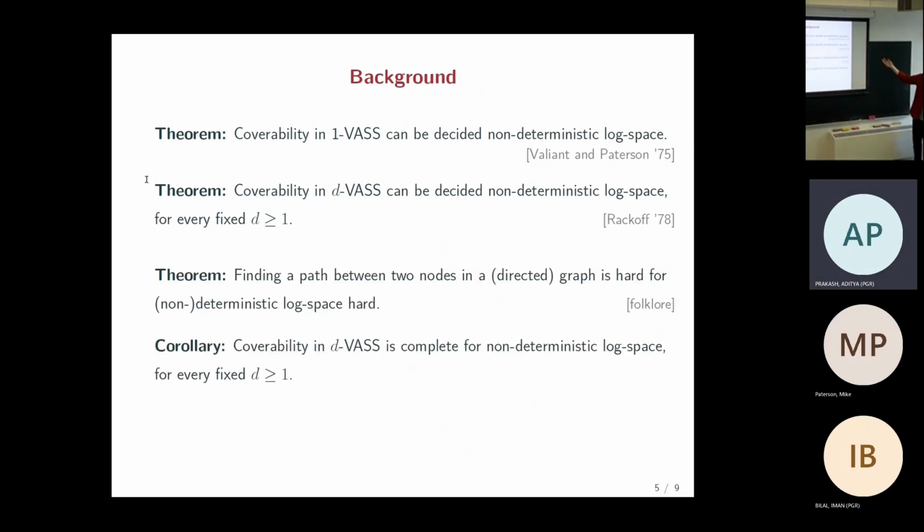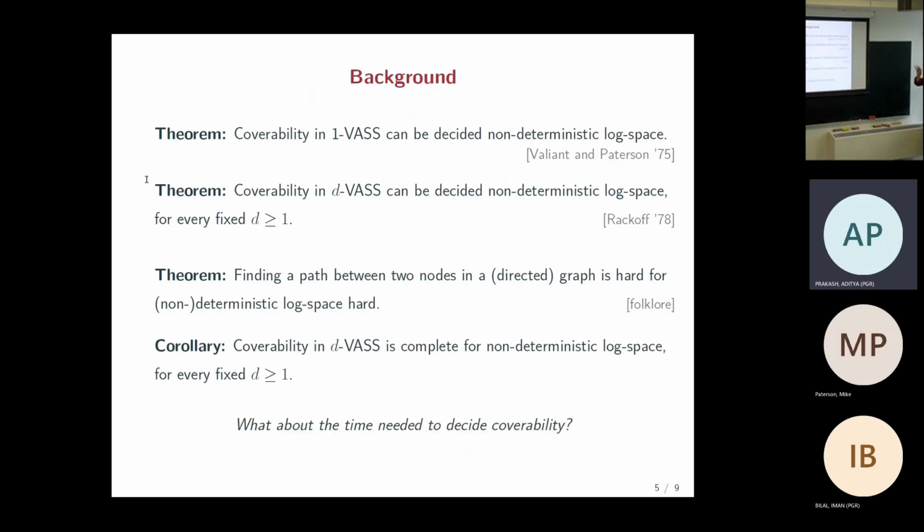And this is complete for log space, right? Because I know that finding a path in a directed graph requires non-deterministic log space, or at least it's non-deterministic log space hard. There's the typo. This is folklore, and so this is non-deterministic log space complete for any number of components. If I say I want 5 components, this is non-deterministic log space complete. So you can solve the problem in polynomial time.